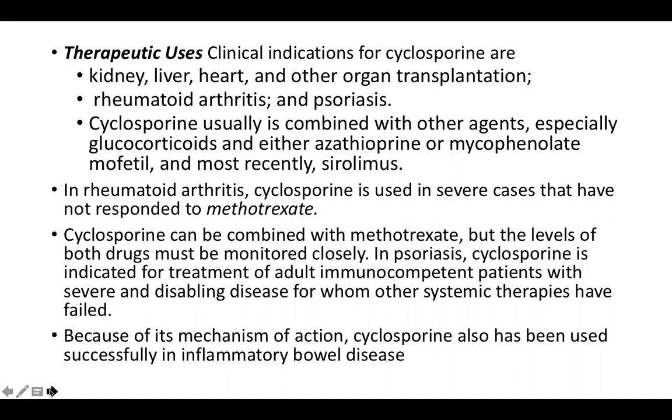In rheumatoid arthritis, cyclosporine is used in severe cases that have not responded to methotrexate. Cyclosporine can be combined with methotrexate, but the levels of both drugs must be monitored very closely. In psoriasis, cyclosporine is indicated for the treatment of adult immunocompetent patients with severe and disabling disease for whom systemic therapies have failed, and that is why you need to bring in an immunosuppressant. In fact, cyclosporine is also used successfully in inflammatory bowel disease, which is again a horrible GI disorder.